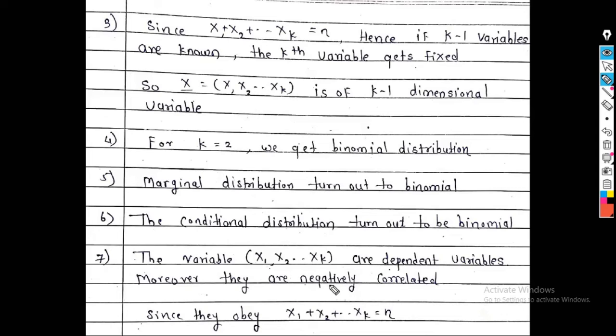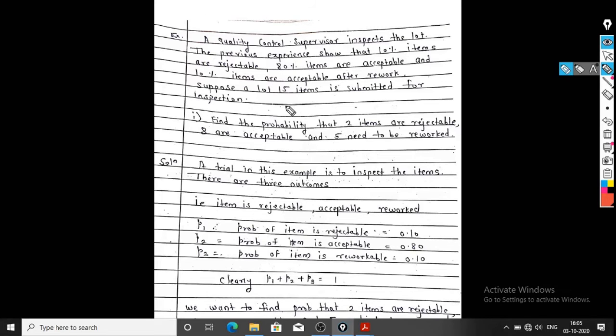So in the next discussion, we will find out the MGF of the multinomial probability distribution, and the central moments and raw moments of the multinomial probability distribution. Thank you. Let us see the concept of multinomial distribution with an example.